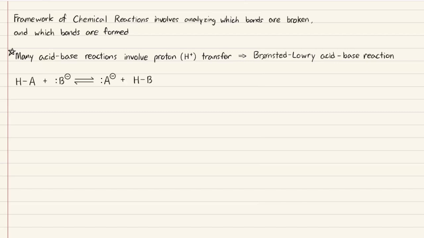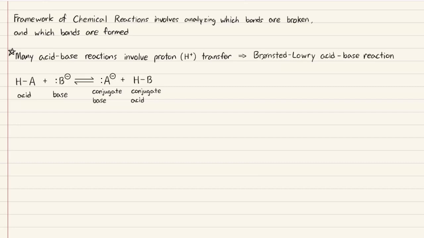There are 4 actors in every Brønsted-Lowry acid-base reaction: the acid HA, base B-, conjugate base A-, and conjugate acid HB. The acid is the proton donor, and the base is the proton acceptor. Once the acid gives up a proton, it becomes the conjugate base. Similarly, once the base accepts a proton, it becomes the conjugate acid.